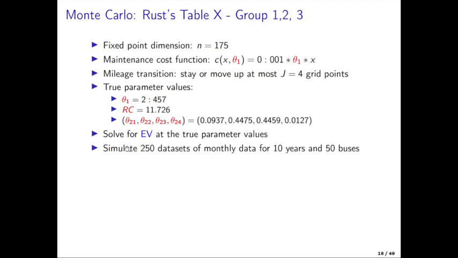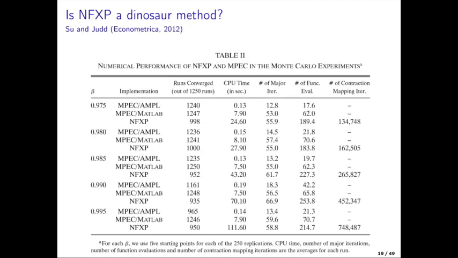Then they solve for the expected value at these parameters and generate 250 data sets of monthly mileage data for 10 years and 50 buses. So this is 500 observations. They are trying to mimic the same situation as in Rust 87, but instead of estimating on the real data, they are simulating data from the model to evaluate the parameters.